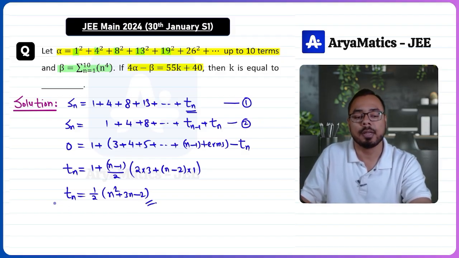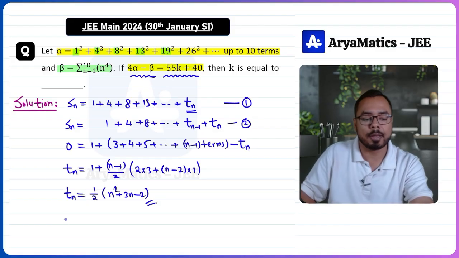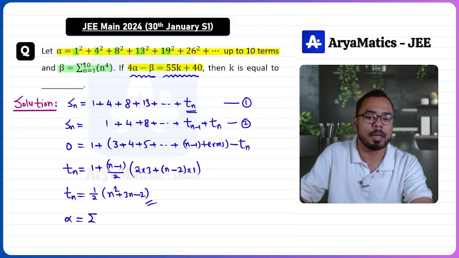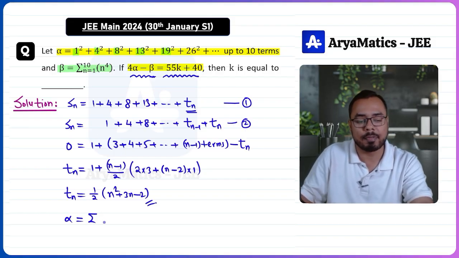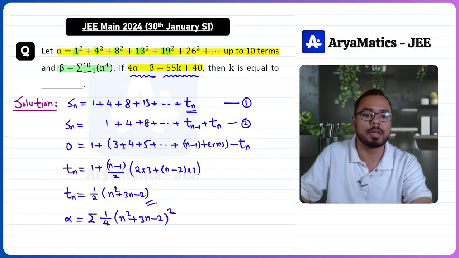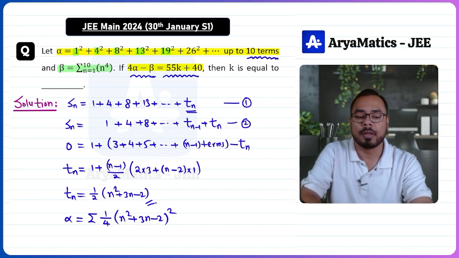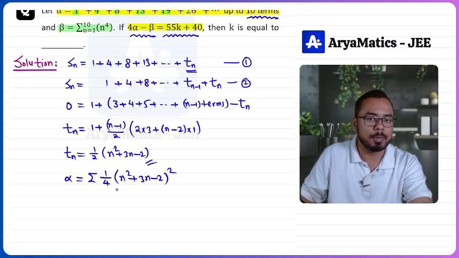This will be Tn. Now, it is given that 4 alpha minus beta is 55k plus 10, 40. So if we talk about alpha, alpha will be basically sigma Tn square, n from 1 to 10. So basically alpha will be 1 by 4, and then you have n square plus 3n minus 2, squared, of this one. Obviously n is from 1 to 10, right? We need the sum of 10 terms of this sequence. So this is alpha. Now we can cross multiply this one.